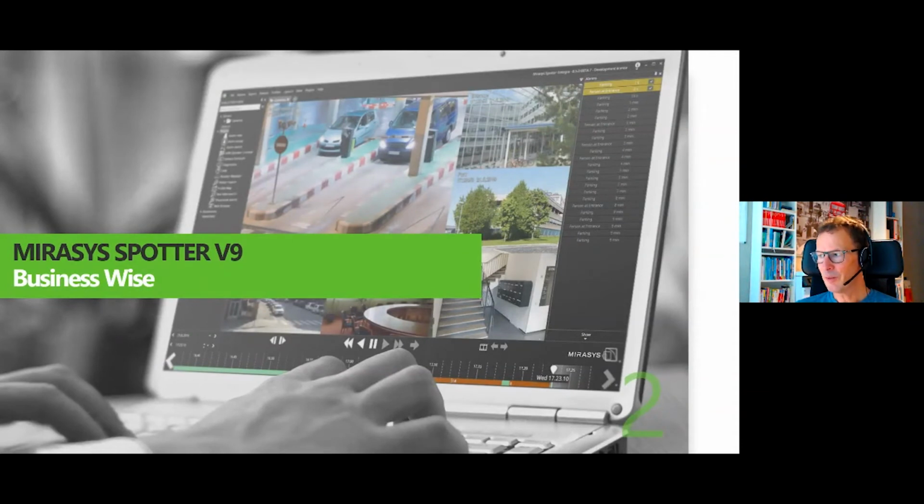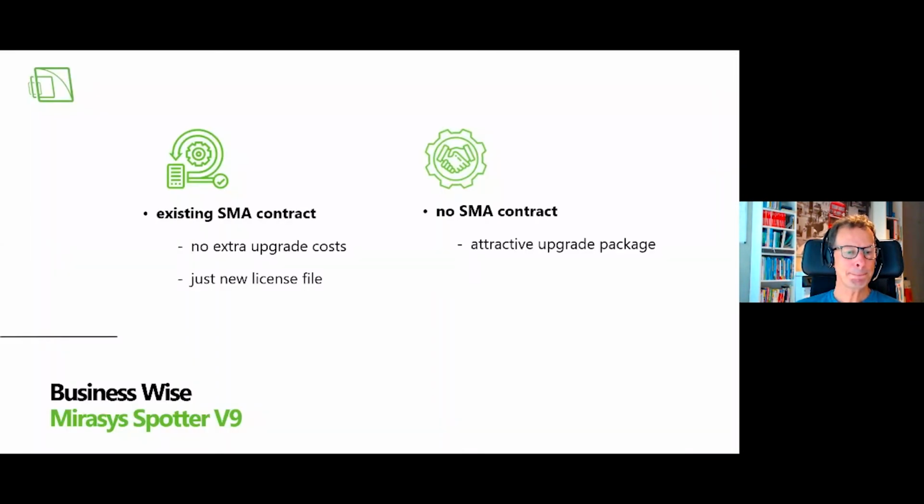So let's have a look business-wise. What does it mean? If you don't have any SMA contract, what is an SMA contract? SMA means software maintenance agreement. If you buy new software from us, you get the license, and the SMA for the first year is already integrated.